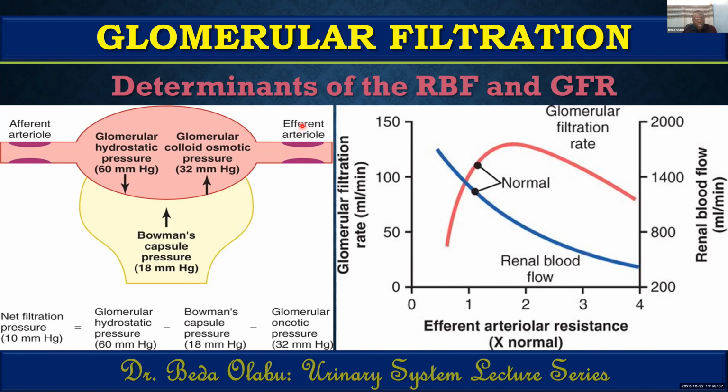Now let's look at the relation between efferent arteriolar resistance and the hydrostatic pressure. If I increase the resistance at this point, blood will come in, but you'll not find it easy to pass through. So there'll be a pressure buildup here. Therefore, increasing resistance of the efferent arteriole raises the glomerular hydrostatic pressure. And lowering the resistance of the efferent arteriole lowers the glomerular hydrostatic pressure.